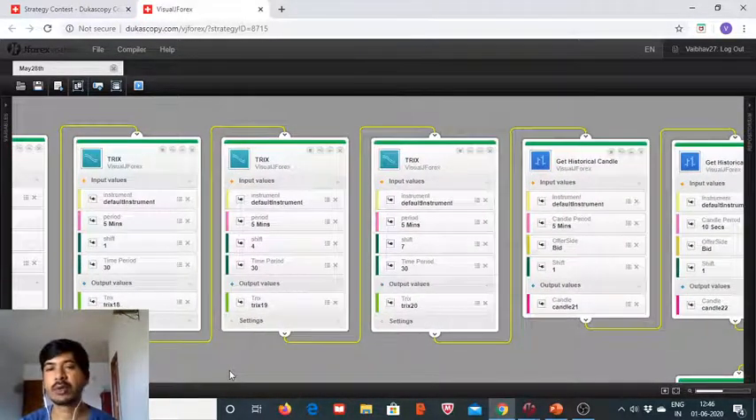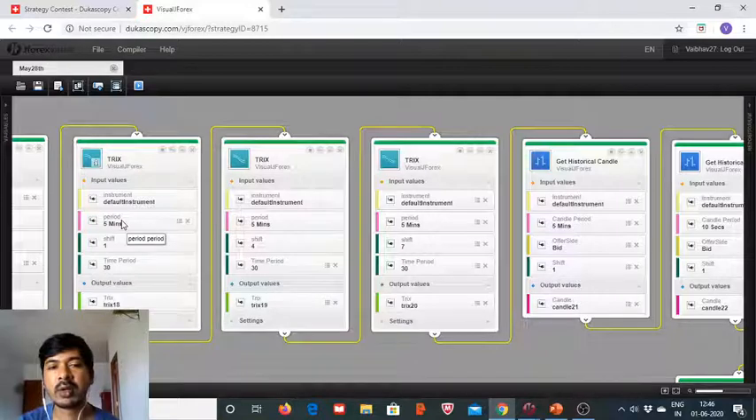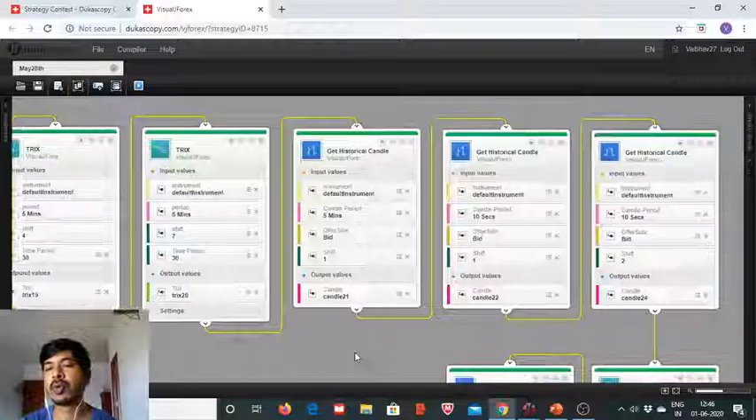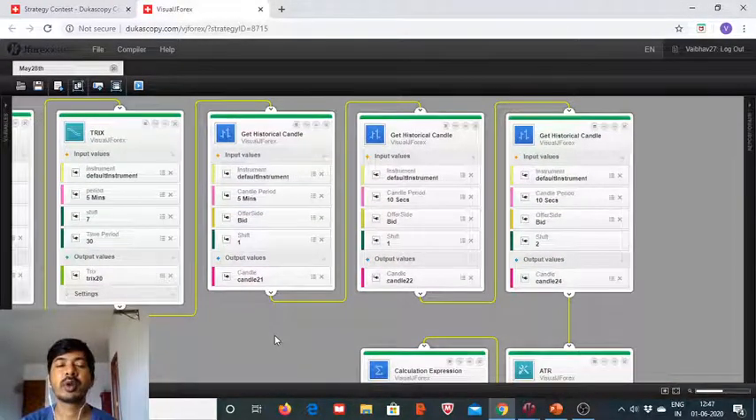Now we focus on the short sell side for today's setup. Then we got these TRIX values defined at 5 minutes time frame for time period of 30 each, and this will be compared with each other to come at a desired entry point for our instrument.